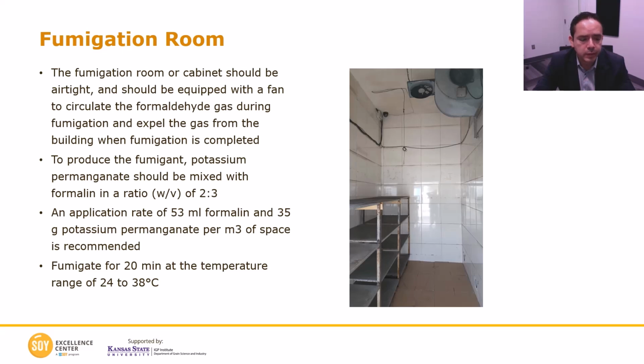To produce fumigant, potassium permanganate should be mixed with formalin in a ratio of 2 to 3, and an application rate of 53 milliliters formalin and 35 grams potassium permanganate per cubic meter of space is recommended. Then fumigate for 20 minutes at a temperature range that can vary from 24 to 38 Celsius degrees.